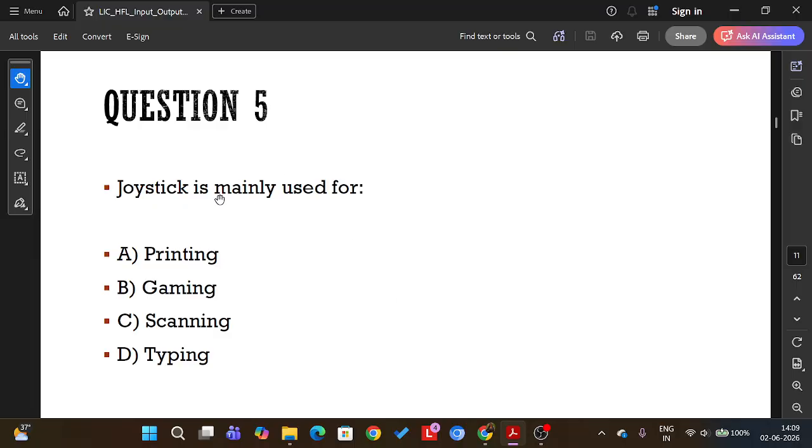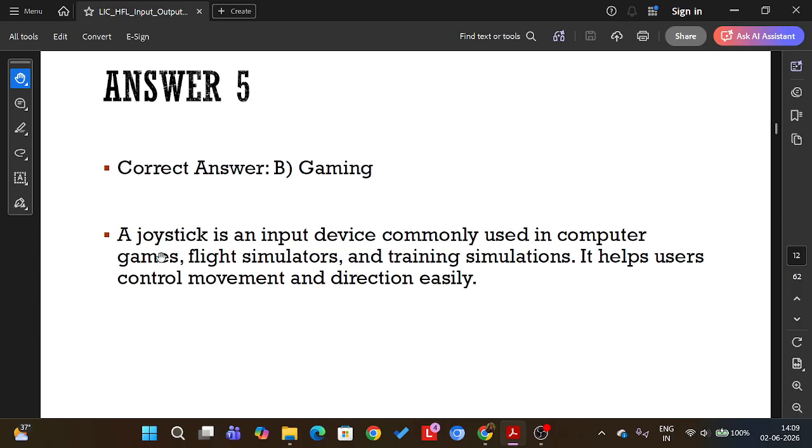Question 5. Joystick is mainly used for printing, gaming, scanning, or typing? So joystick, if you know, is used for gaming, because a joystick is an input device commonly used in computer games, flight simulations, and training simulations. It helps users control movement and direction easily. It's a practical way: just like moving the stick, you can control your game environment.